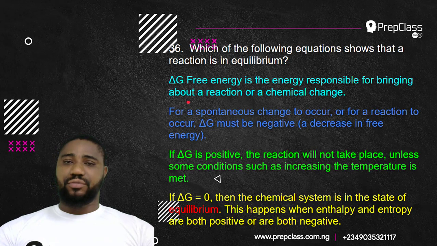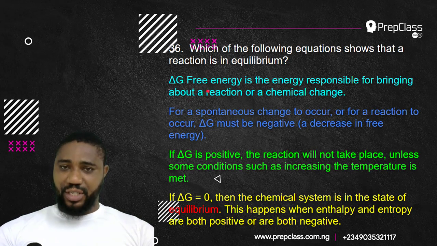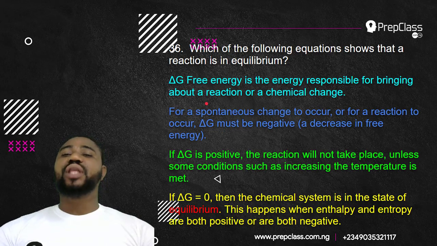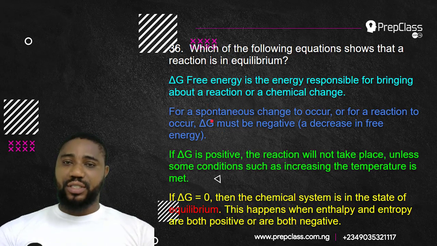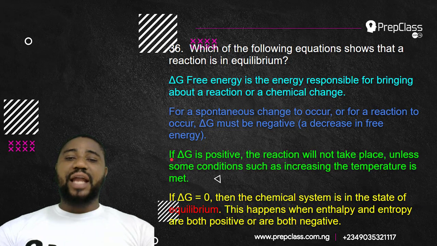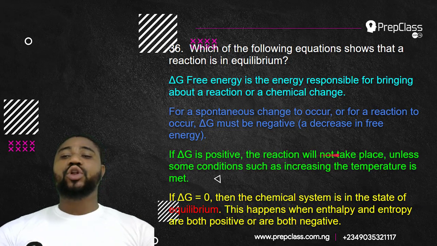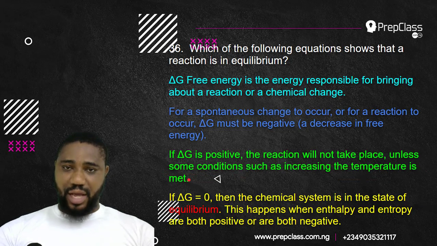If delta G is positive, it simply means the reaction will not take place. So for a reaction to take place, delta G must be negative. I said for a spontaneous change to occur, delta G must be negative, that is a decrease in free energy. And if delta G is positive, the reaction will not take place unless some conditions such as an increase in temperature are met. Are you following?